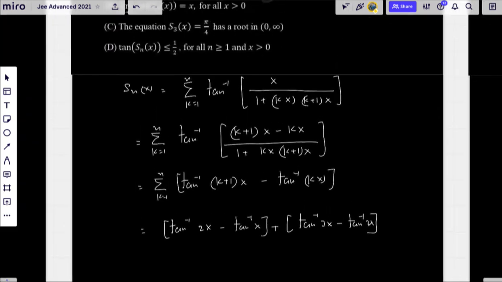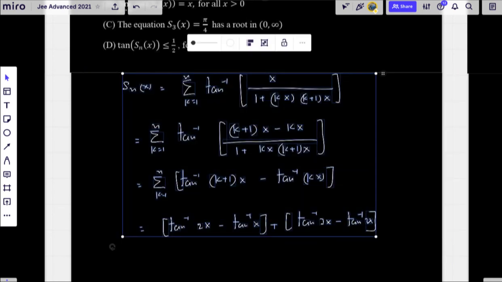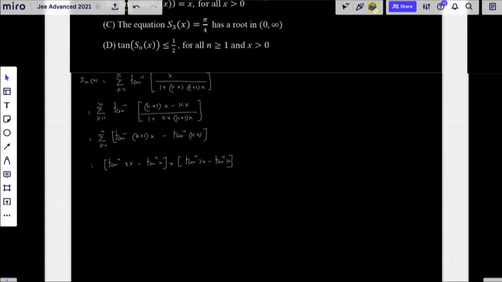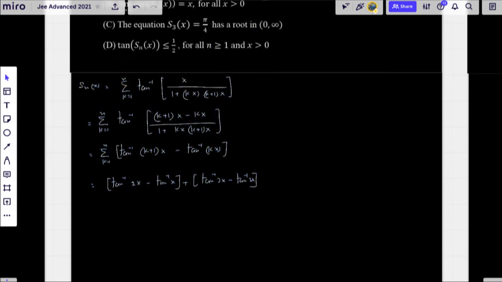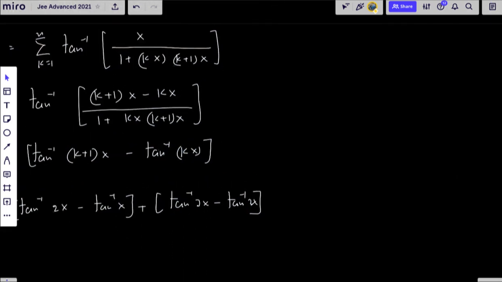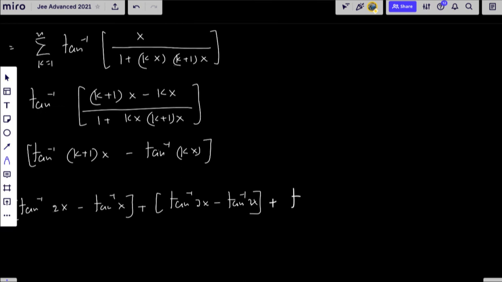Let's see. Just let me reduce this some more size. So as we were using this one, reduce this one. Tan inverse, that is plus. Now this one is tan inverse 3x. We had already used here 3x. So tan inverse 4x minus tan inverse 3x, and so on.